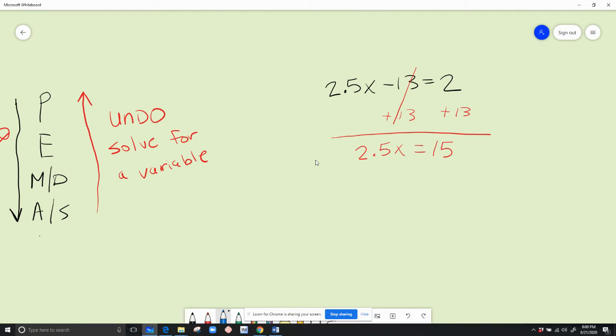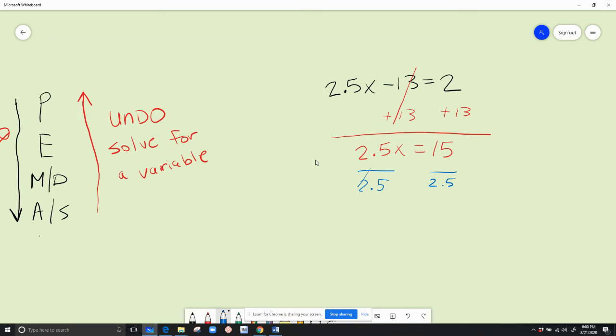And now you move up to the multiplication and division, and you say, am I multiplying or dividing? And the answer is yes, x is being multiplied by 2.5. So to get rid of multiplication, we divide by 2.5. And we have to do it on both sides.